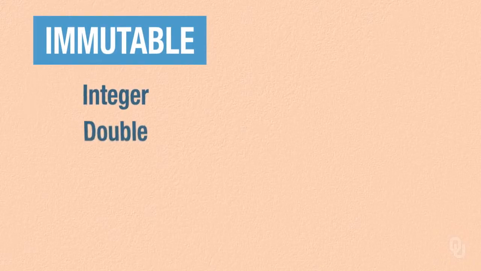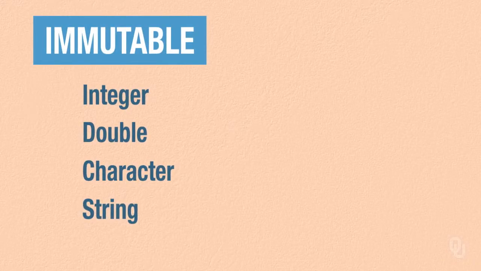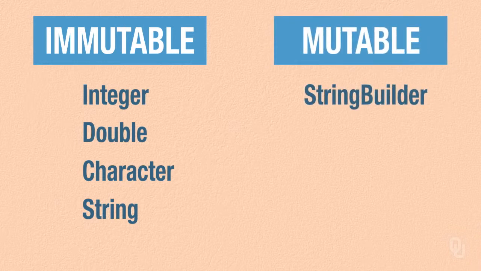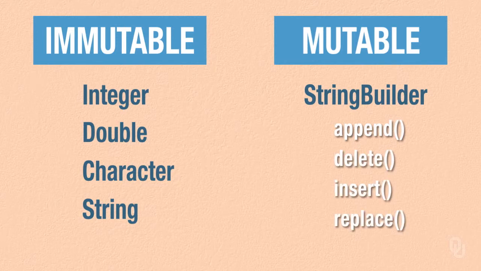Mutators are methods that change objects. Some classes have mutators and others do not. When a class does not have any mutators, it's called immutable. Some of our favorite classes are immutable. Integer, Double, Character, and String are all immutable. The StringBuilder class, however, is mutable. Notice that it has methods like append, delete, insert, and replace.